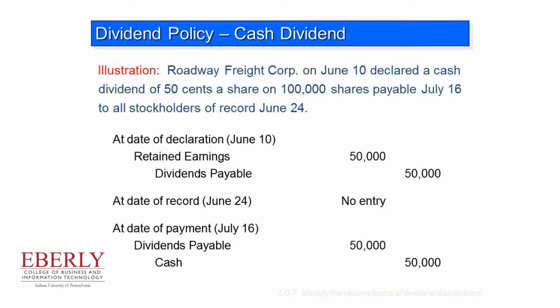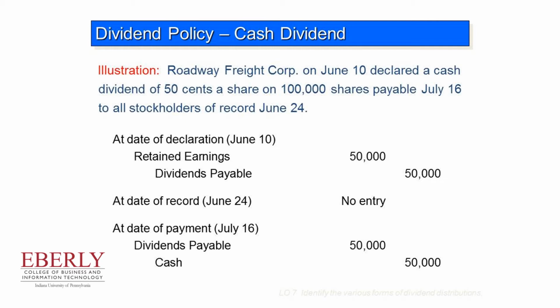So take this illustration. Roadway Freight Corporation on the 10th of June declares a cash dividend of 50 cents a share on 100,000 shares. Now this is payable on July 16th, that's the date of payment, to all the stockholders of record as of June 24th. So on this day, June 10th, Roadways Freight Corporation is going to record the simple fact that they now have a liability to pay this dividend. How do they do that?